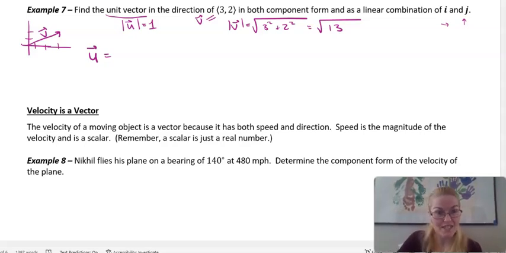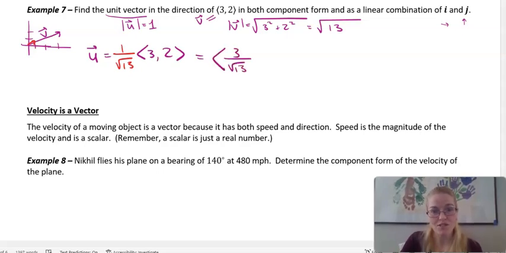I want to shrink it down, essentially. So its magnitude is 1, which means each of my horizontal and vertical components need to be shrunk down by 1 over its magnitude. So u is going to be 1 over the square root of 13 times ⟨3, 2⟩. So my unit vector u should be ⟨3 over the square root of 13, 2 over the square root of 13⟩. And that is in component form.